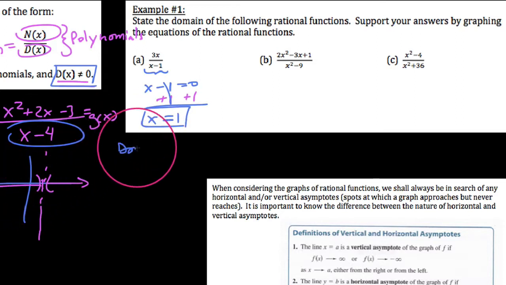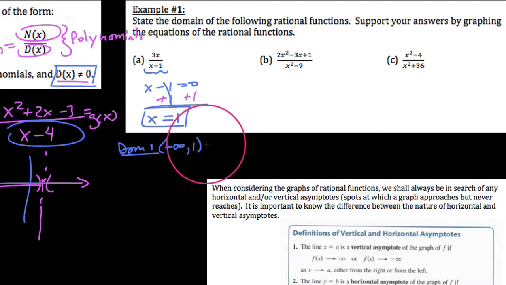So we would say the domain of this function, after just setting the denominator equal to 0 and finding out that x is undefined at 1, is this. From negative infinity up to an x value of 1, and then from 1 out to infinity. Basically, the only x value we're excluding here is 1.